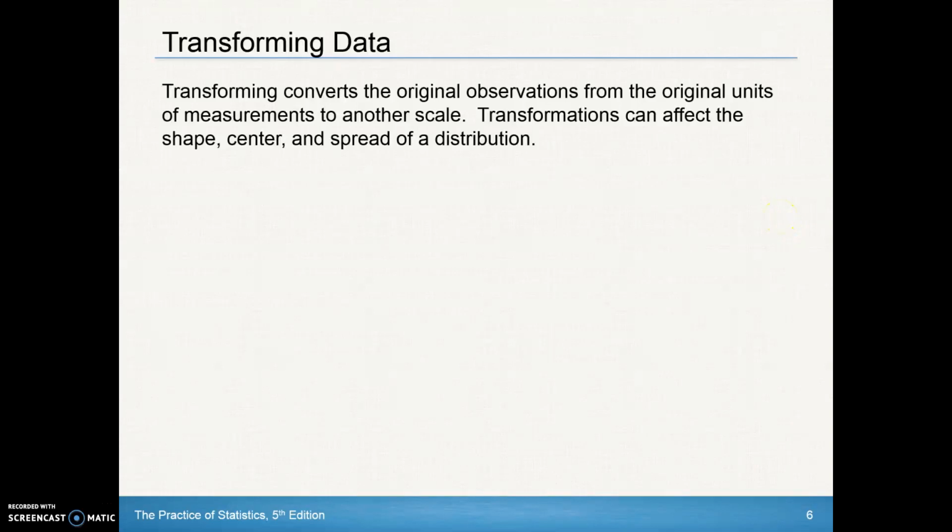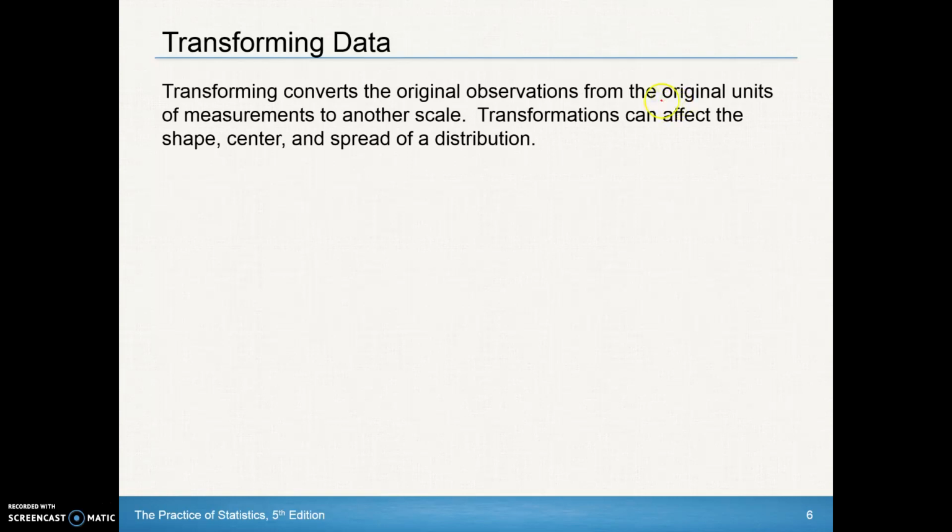All right, we're going to continue with chapter 2.1. This is day 2 of that section, and we're still looking at transforming data. Transforming converts the original observation from the original units of measurements to another scale. Transformations can affect the shape, center, and spread of a distribution. So many times we like to do this.